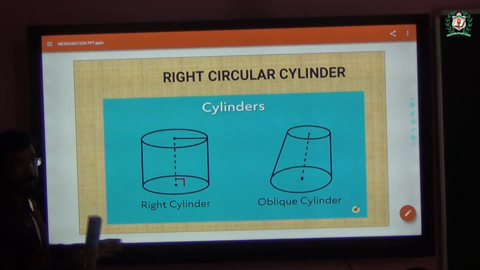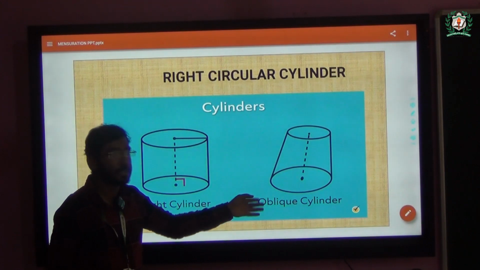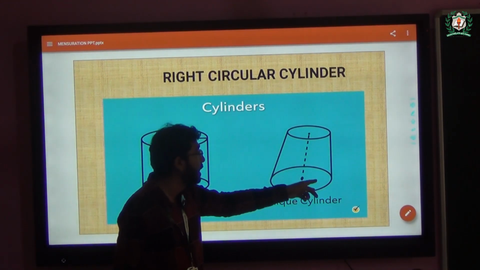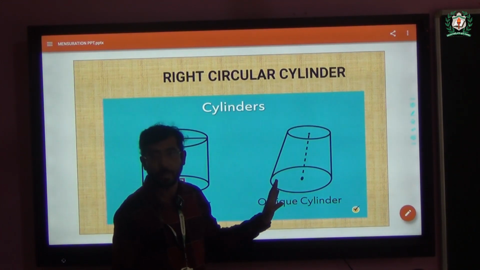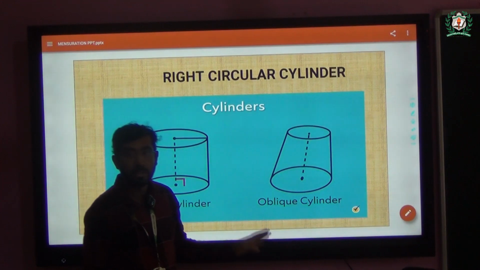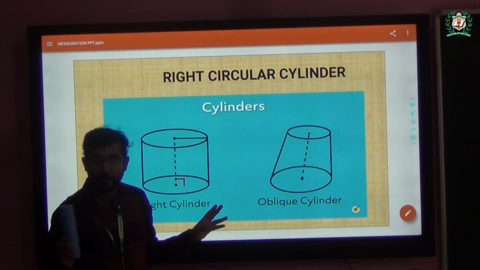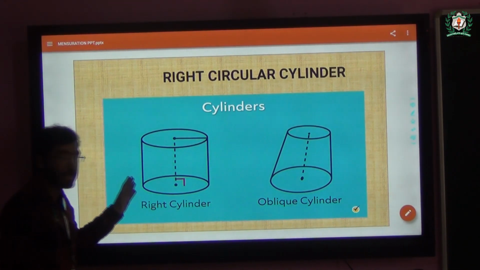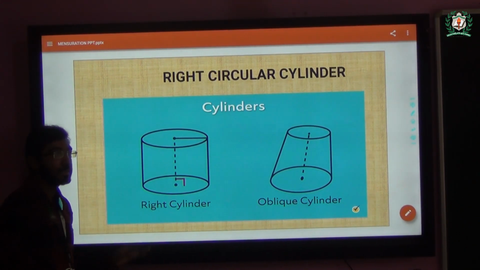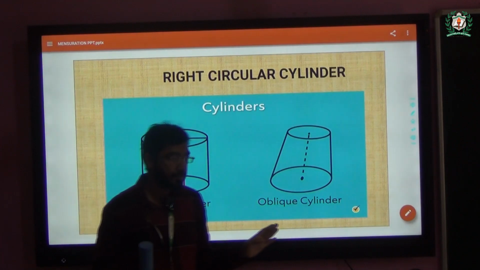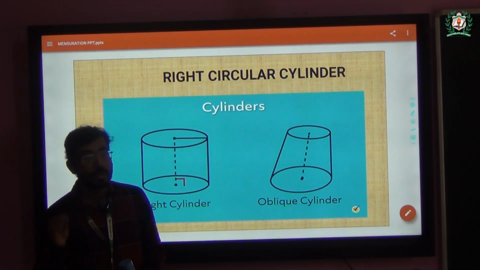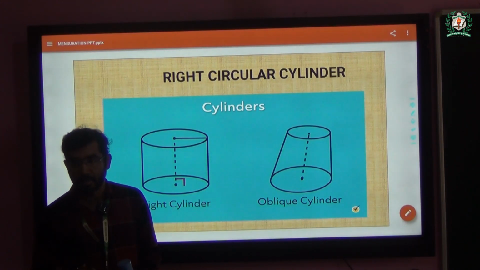Okay. Besides that, we have another cylinder also, that is the oblique cylinder. Why is it oblique? You can see that it is not making any perpendicular line. It is not 90 degrees. That's why it is called an oblique cylinder. So we have two types of cylinder, either right circular or oblique. Our topic is the right circular cylinder. Clear?